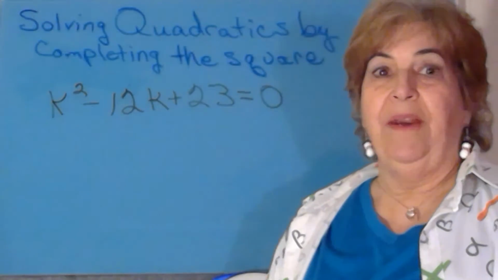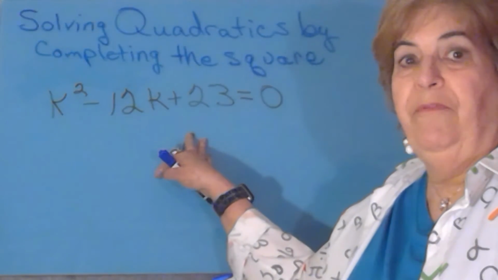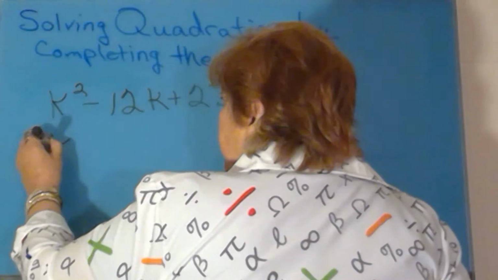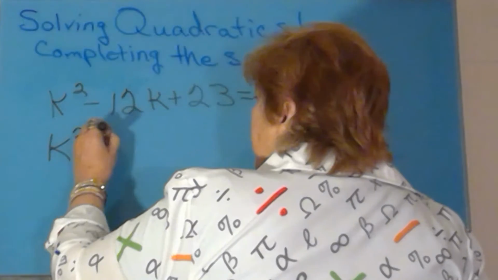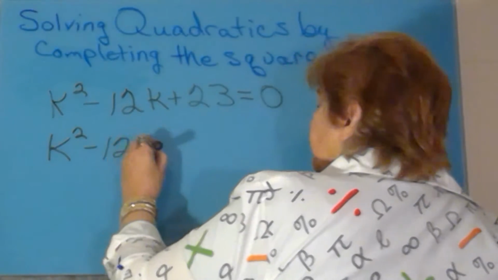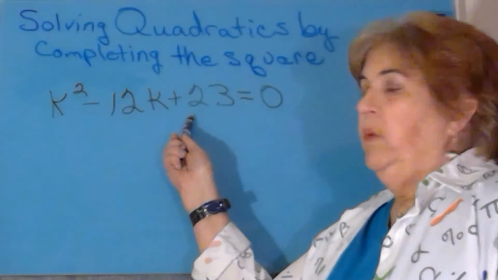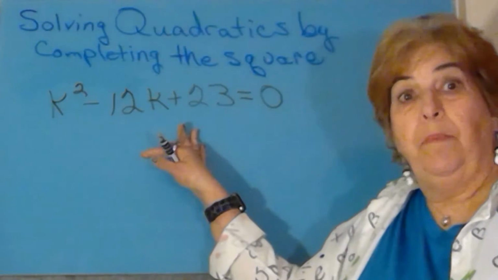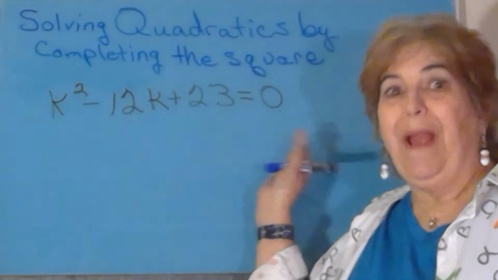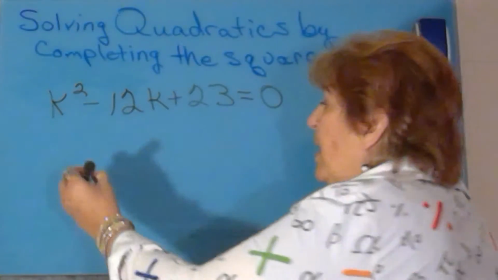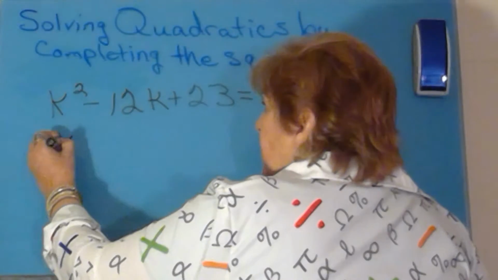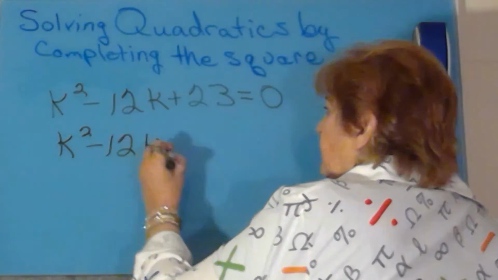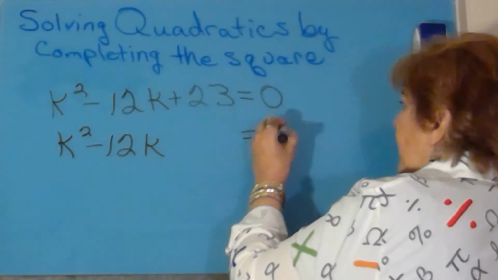It doesn't really matter. Same as before, take the 23 to the other side, and we have k squared minus 12k. We need to take the 23 to the other side. In this case, since it's positive, we are going to subtract 23 from both sides. So that will give us k squared minus 12k equals a negative 23.